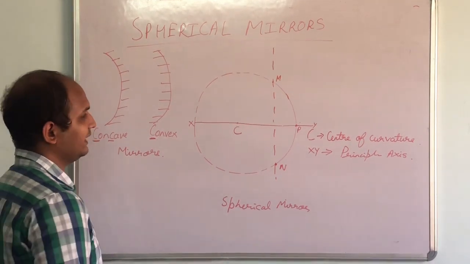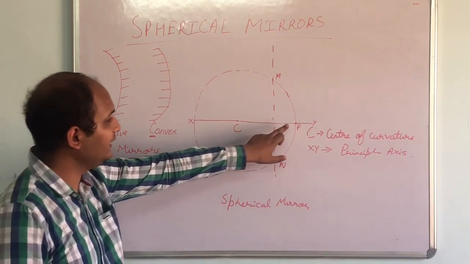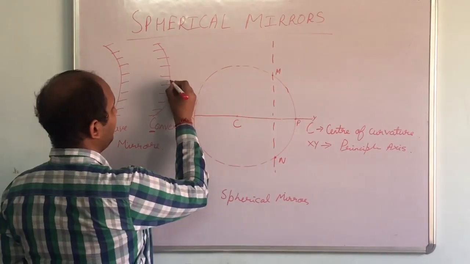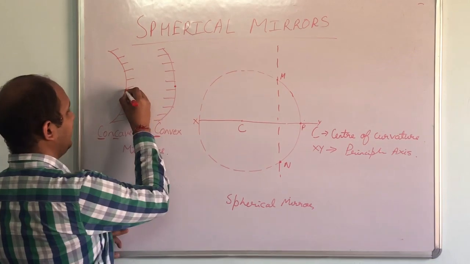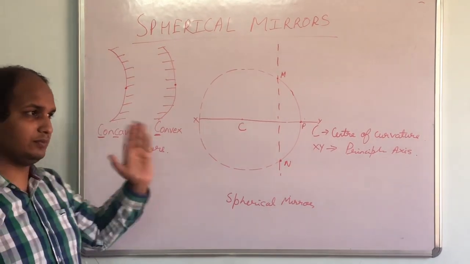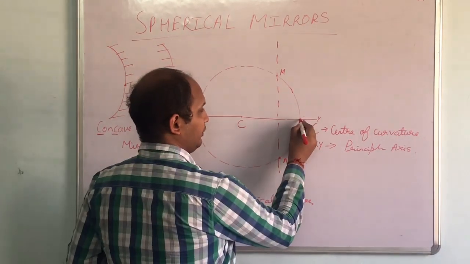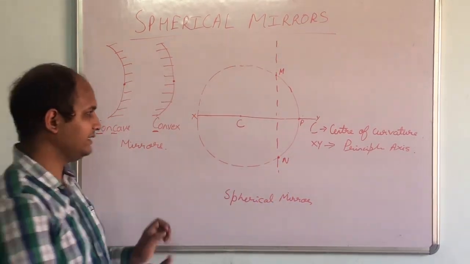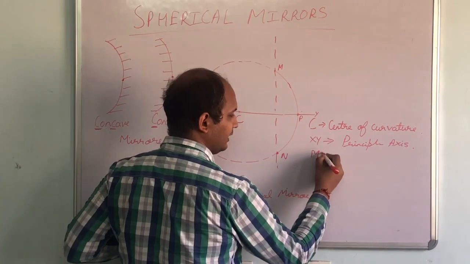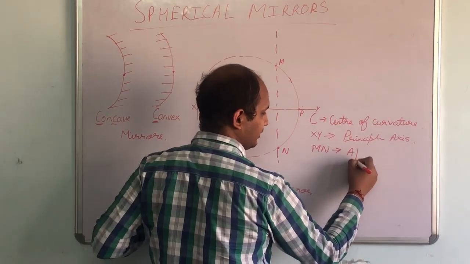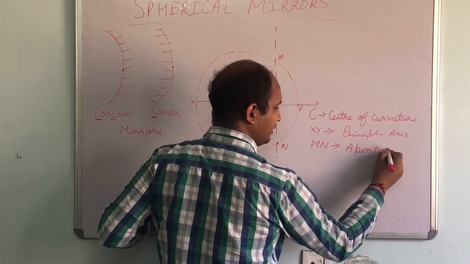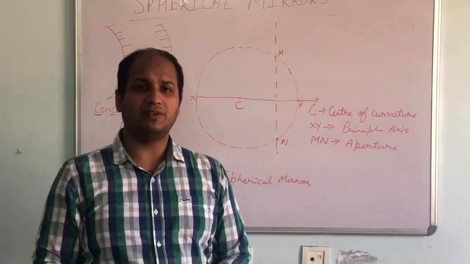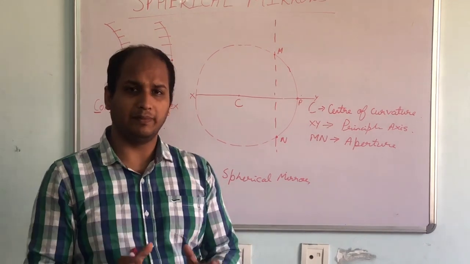Okay. Now the second thing is this part, the pole. Now the pole is basically the center point of the mirror. Here it's here and here. This point is known as the pole. And what is this MN? This MN is basically the aperture. What is the aperture now? Aperture is basically the reflecting surface or reflecting part of the mirror.